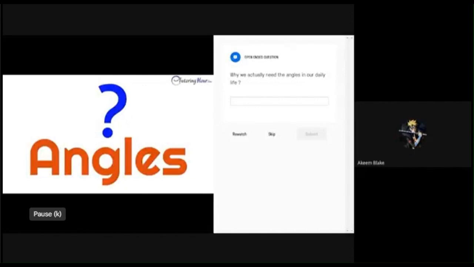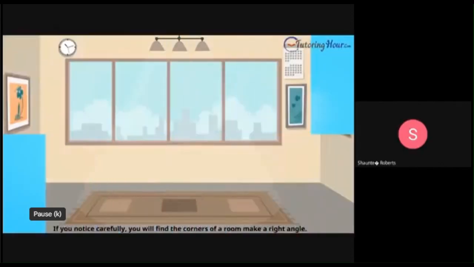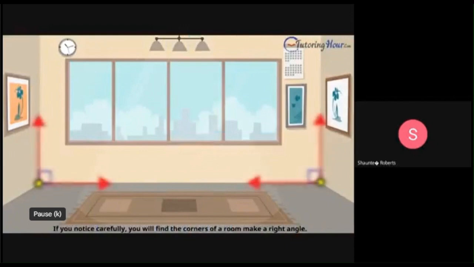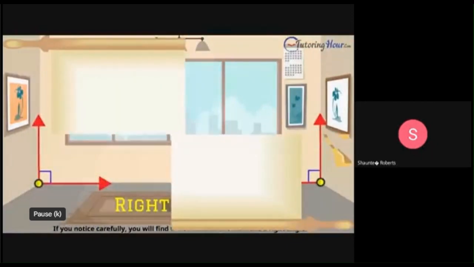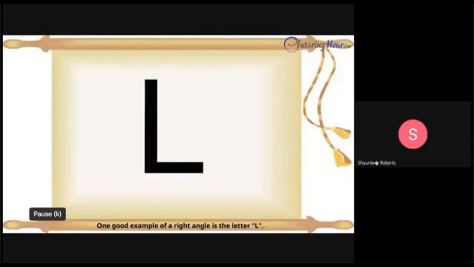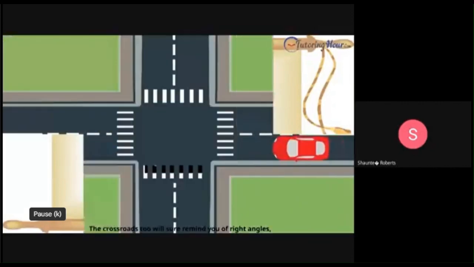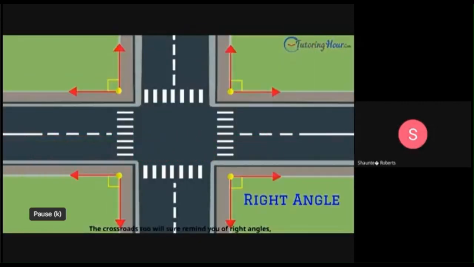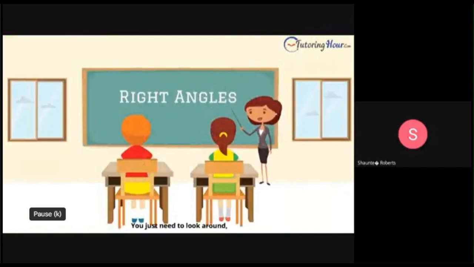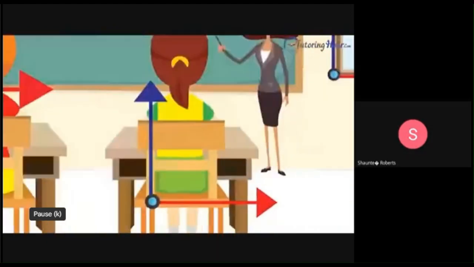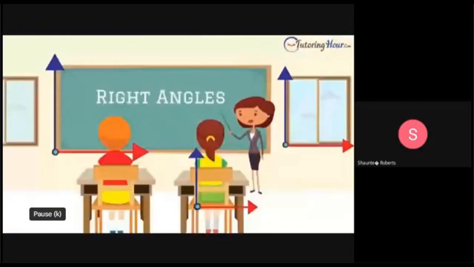If you notice carefully, you will find the corners of a room that make a right angle. One good example of a right angle is the letter L. The crossroads, too, will sure remind you of right angles. You just need to look around, and you may find hundreds of examples to add on to your list of right angles.